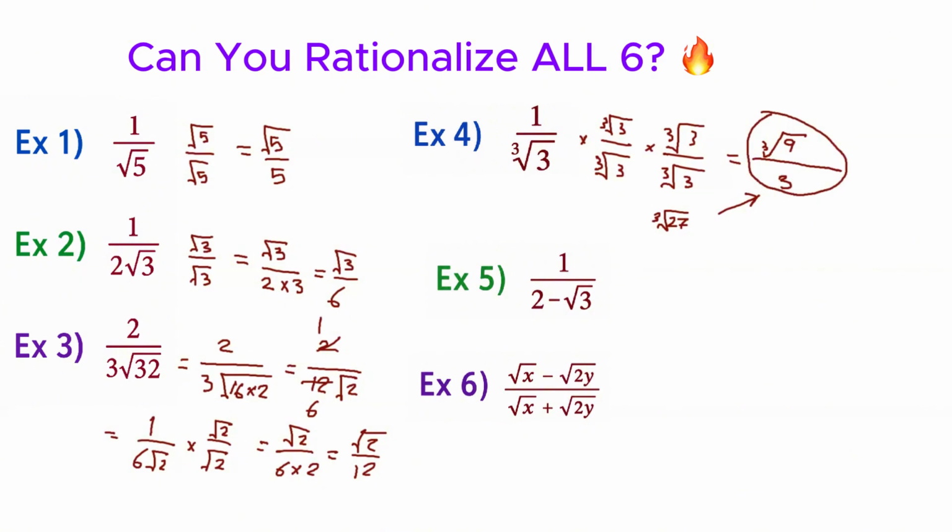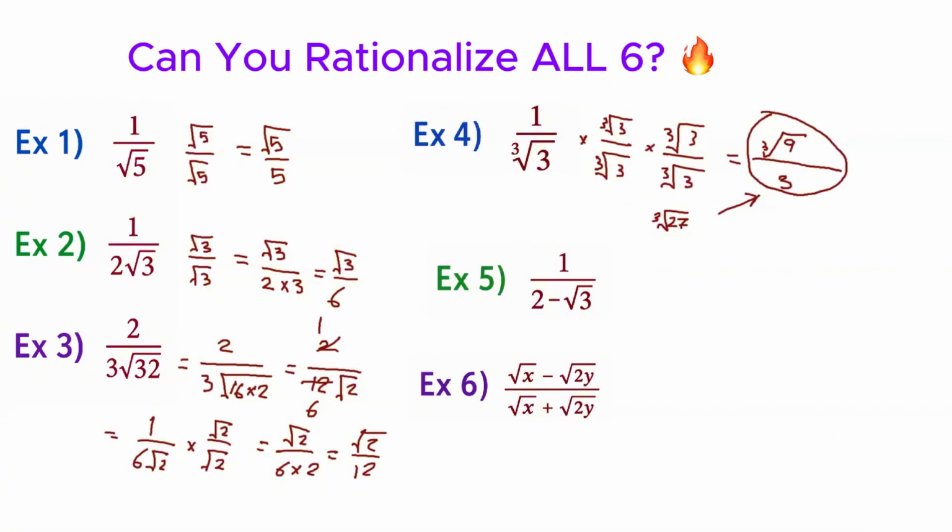Now how about this one? Some of you will say, okay, I only have to multiply by the root. So I multiply top and bottom by root 3 over root 3. If you do that, you're not going to be able to rationalize the denominator, because you'll end up with 2 root 3 minus 3 on the bottom.